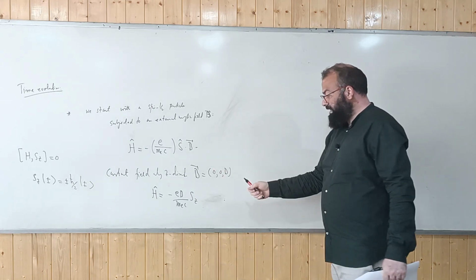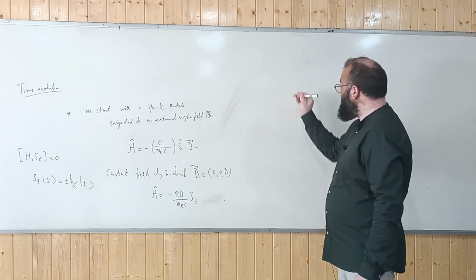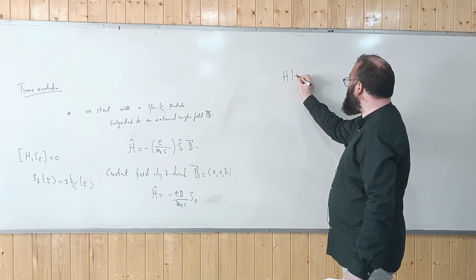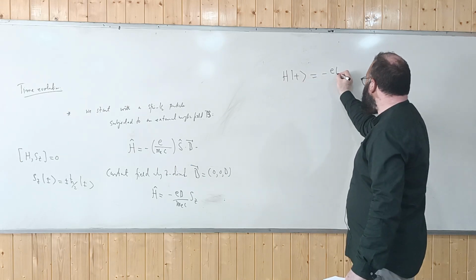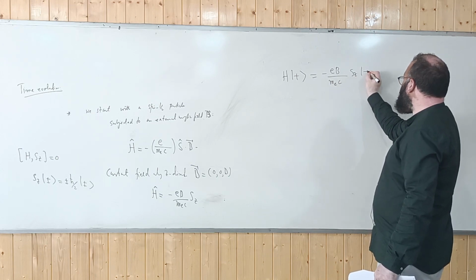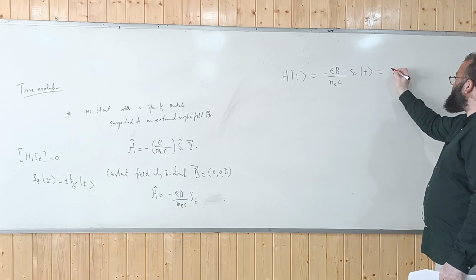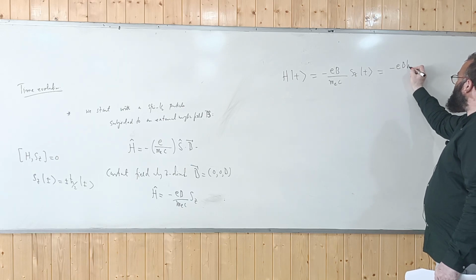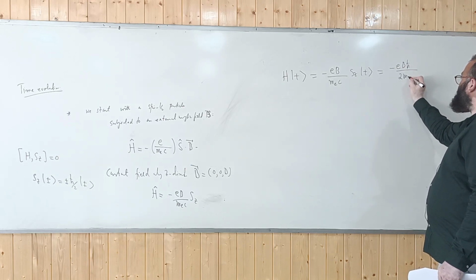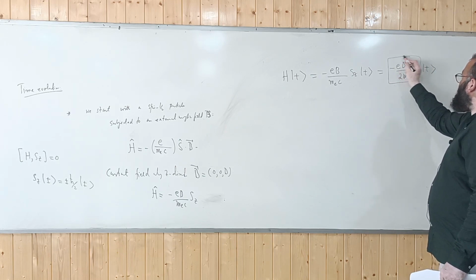Okay, so now I need to figure out what the energies are here. Anybody? So now I will write H acting on plus. It will be minus eB by mec, Sz acting on plus. So what does it give me? As Sz acts on plus, it gives plus h-cross by 2. So it is minus eB h-cross by 2mec, times plus. Clear?